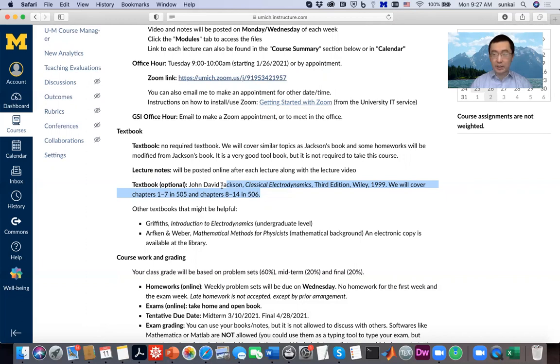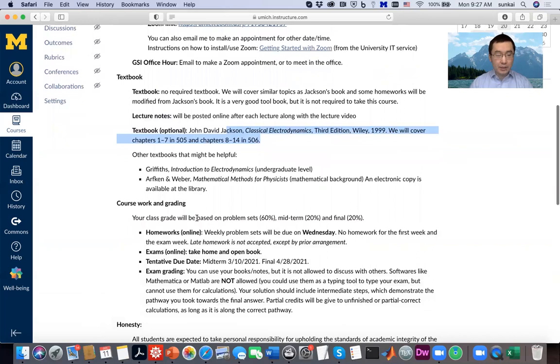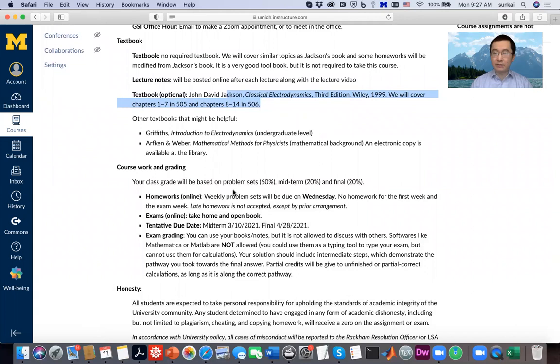Okay, so the next section is about coursework and grading. So this semester we will have three sections of coursework. The first one is homeworks. The homework we will have is weekly. Okay, so every week, I will post the homework on Wednesday and it will be due the following Wednesday. The homework will also be posted through the module. I will also organize it into the module, okay?